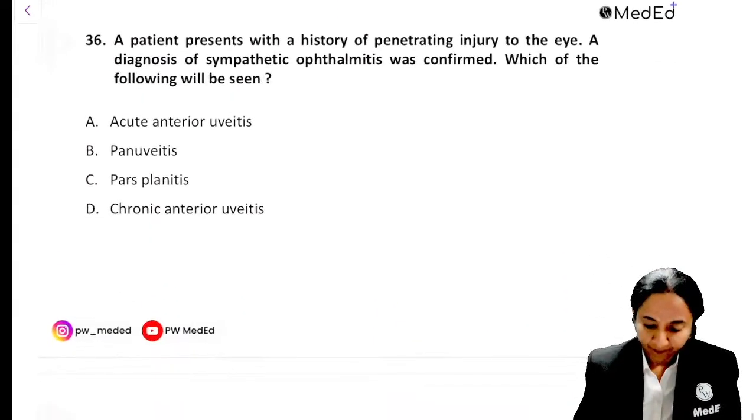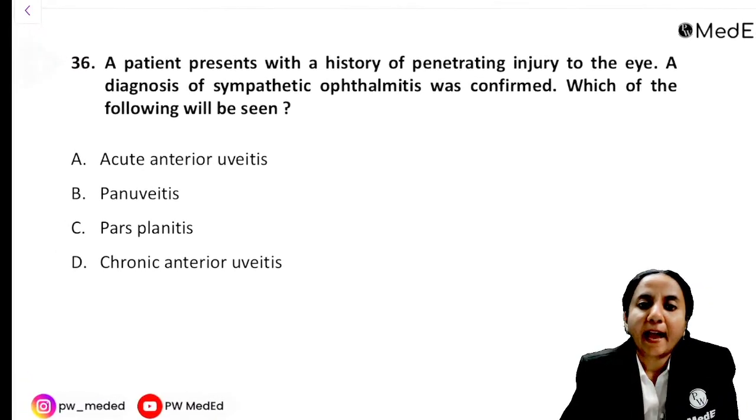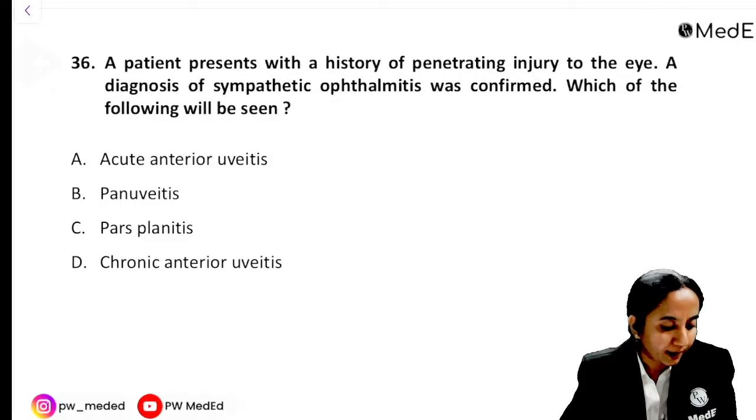Next. A patient presents with penetrating injury and a diagnosis of sympathetic ophthalmia is made. Which of the following is seen? Anterior uveitis, pan uveitis, pars planitis, or chronic anterior uveitis?